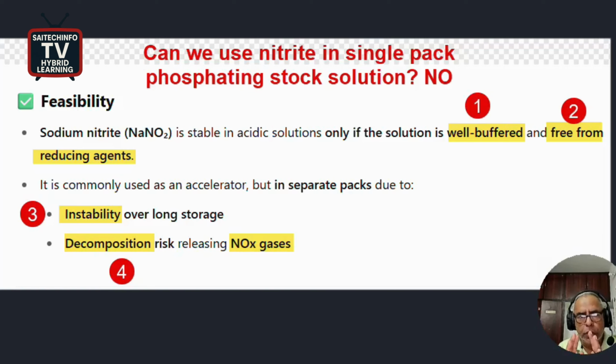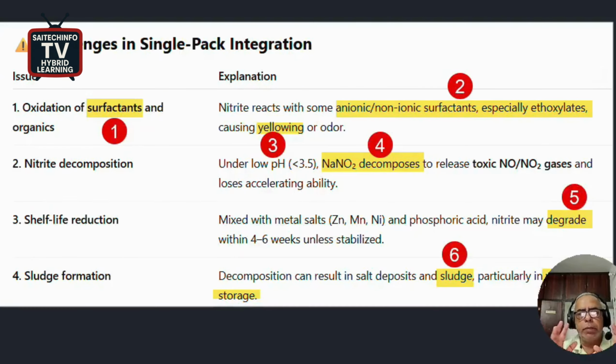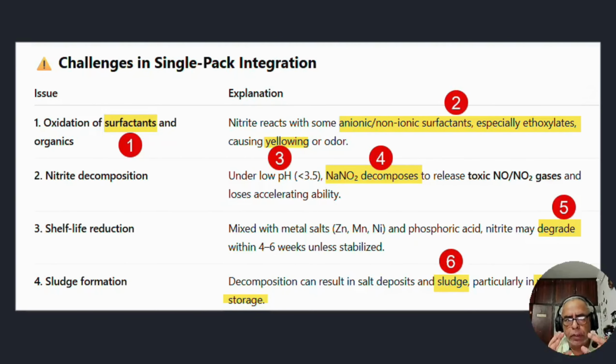Suppose you want to use it, the formulation should be well buffered and totally free from reducing agents. And not only that, there are some restrictions on the type of surfactants, because nitrite will definitely behave differently with surfactants, especially the anionic surfactants. Now let me look into that deeply.